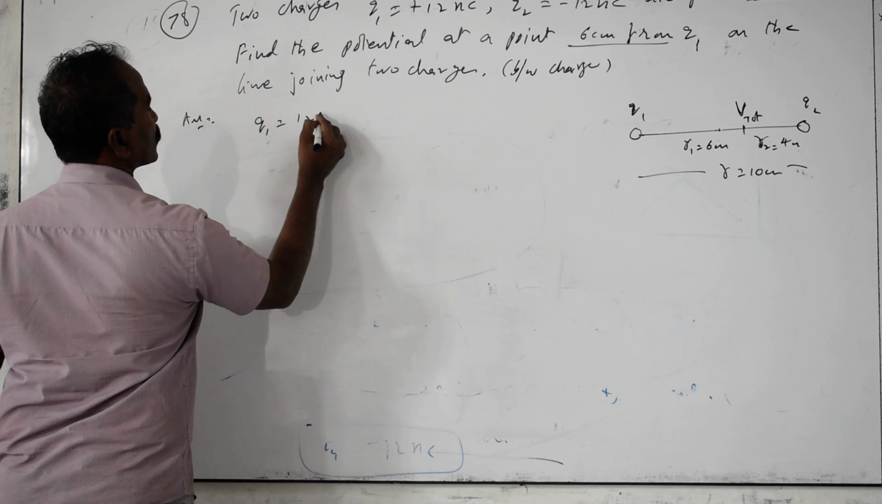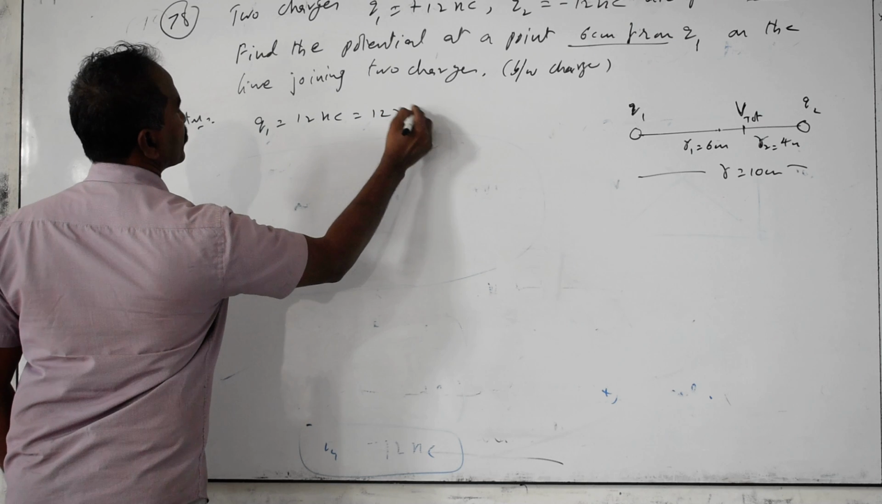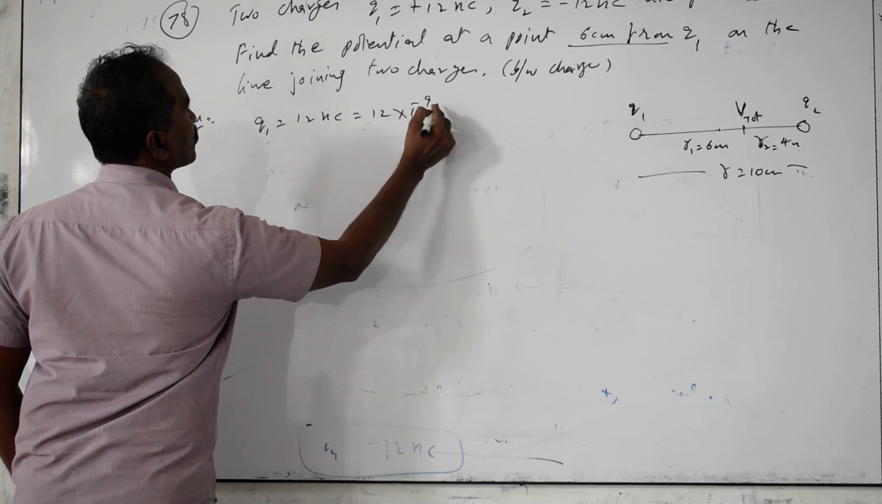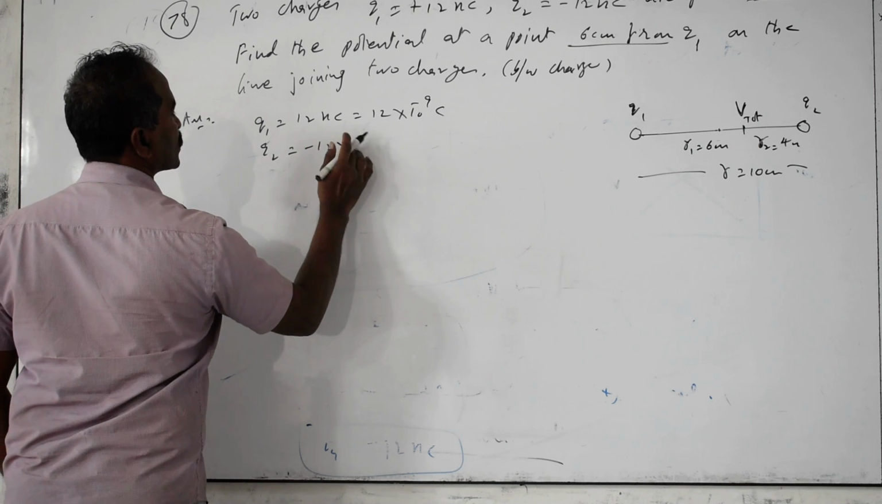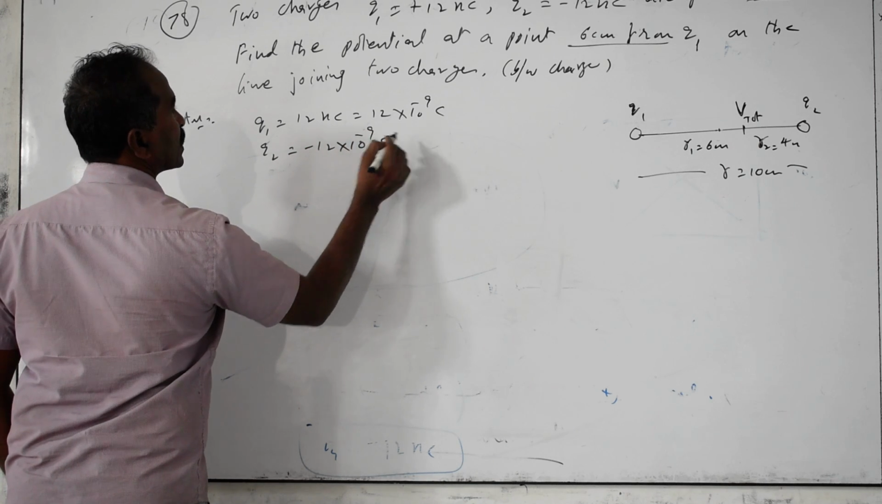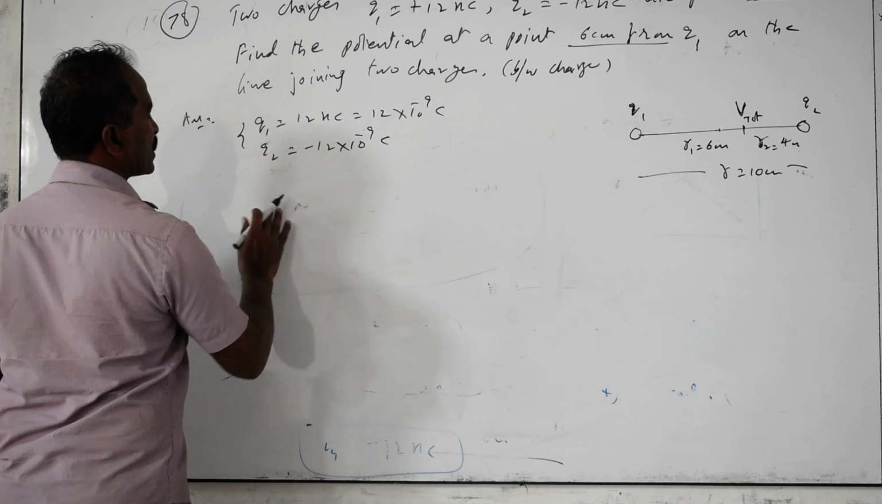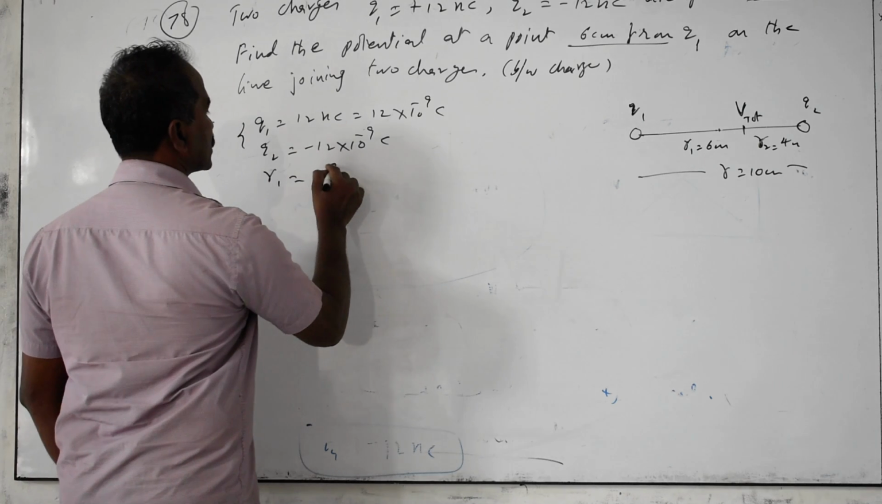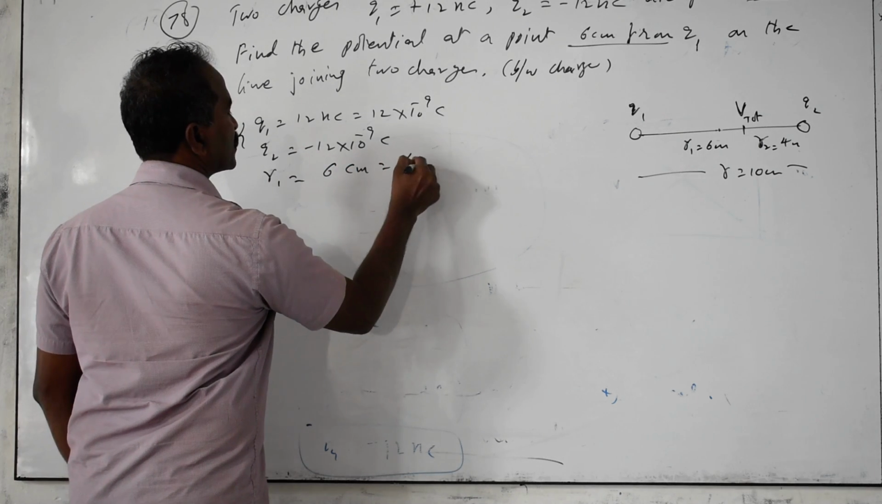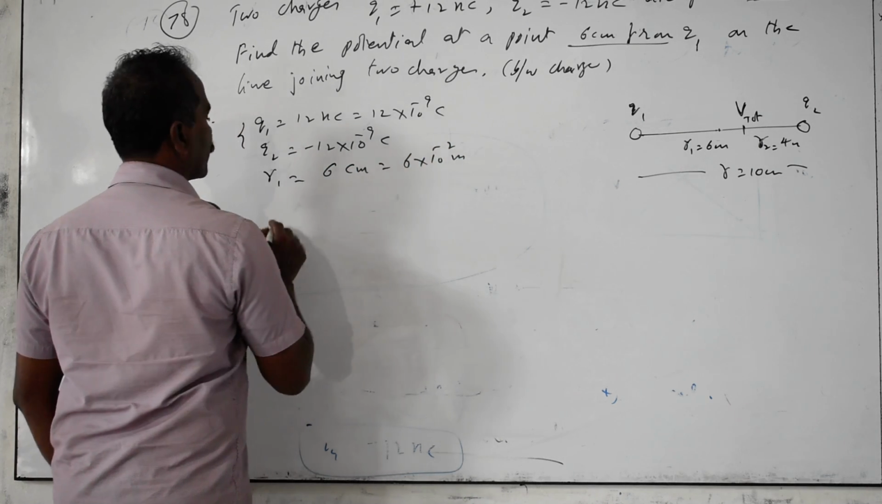Q1 is 12 nanocoulombs. 12 into 10 to the power of minus 9 coulombs. Q2 is minus 12 nanocoulombs, minus 12 into 10 to the power of minus 9 coulombs. Next, for the total separation, R1 on the diameter that I am taking, because R is not required. R1 is 6 centimeters, 6 into 10 to the power of minus 2 meters.